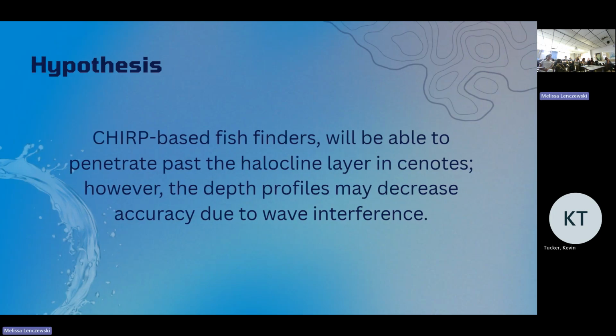So my hypothesis for this research: chirp-based fish finders will be able to penetrate past the halocline layer in cenotes. However, the depth profile may decrease accuracy due to wave interferences. So we know that fish finders can be used in salt and fresh water since they're detecting fish and stuff. But I just want to know if the depth of cenotes can accurately be portrayed with the fish finder.